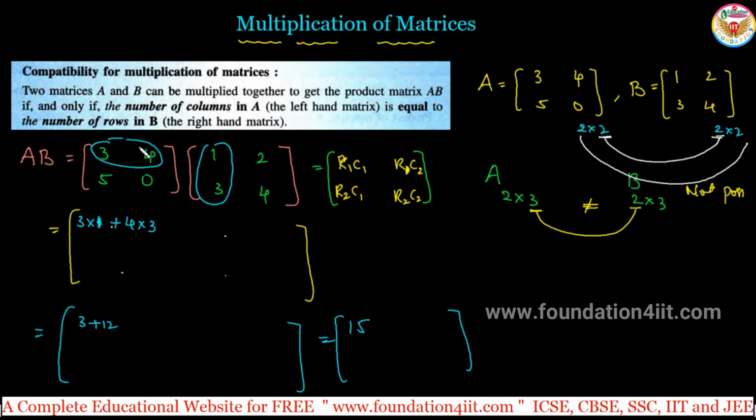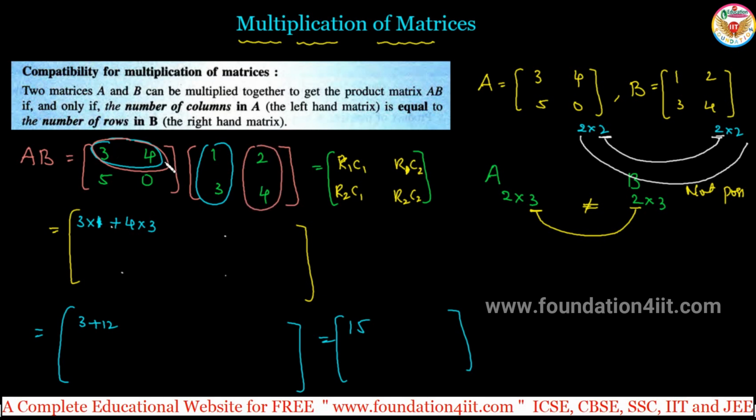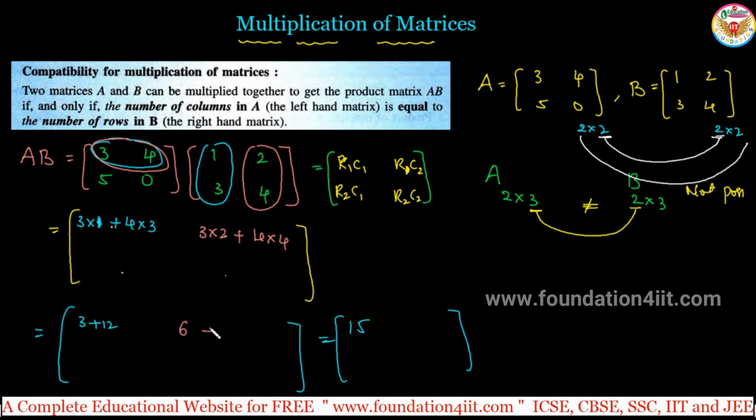Now the next is first row, second column. This is row 1, column 2, right? So same with the first row with the second column. We take 3, 4 and 2, 4. So 3 into 2 plus 4 into 4. Corresponding elements, we need to multiply and add them. So 3 with 2 and 4 with 4. 3 twos are 6 plus 4 fours are 16. 6 plus 16, you'll get 22. So first row, second column is over.